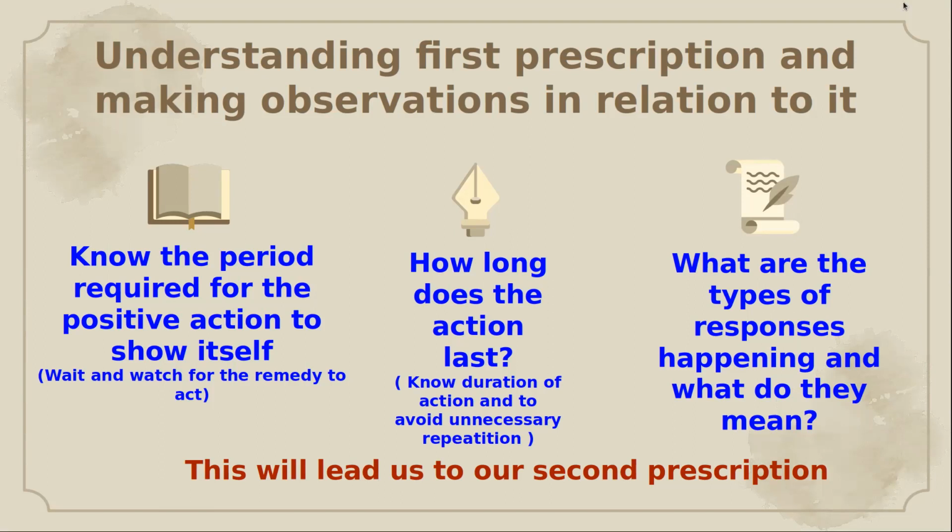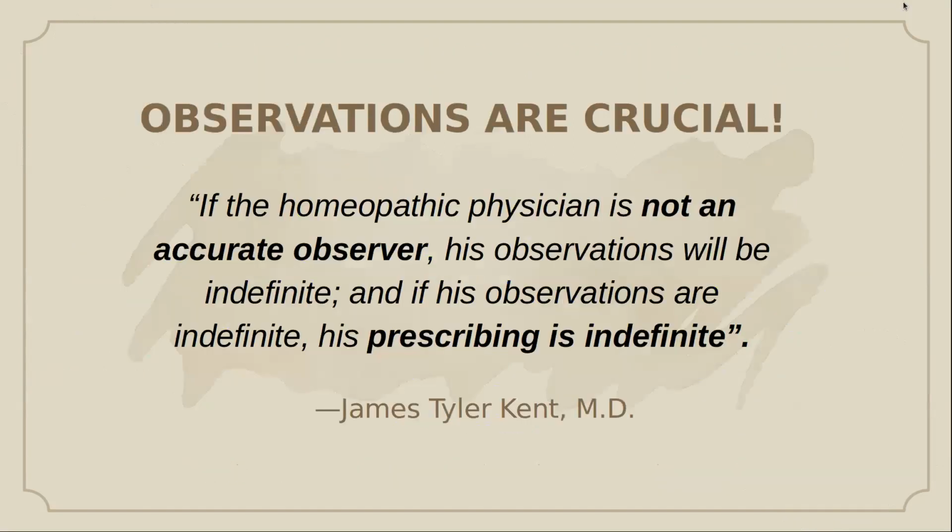And also we should know what type of responses are happening. Is it aggravation? Is it prolonged aggravation? Is it quick aggravation? And what do these responses mean? I mean, is the disease in the curable stage or the incurable stage, or in which stage is the disease? And all this combined will lead us to the second prescription. So this is important. The observations are crucial.